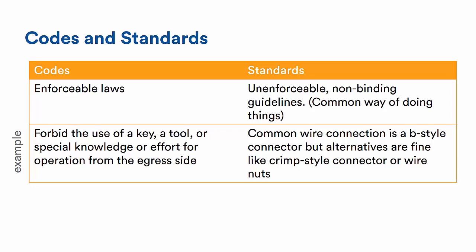An example of a code is that it's forbidden to require a key, a tool, or special knowledge or effort for operation from the egress side. So while locking outside doors to prevent people from entering a building is obviously permissible, inhibiting free egress is not. And an example of a standard is that a B-style connector is commonly used to connect two wires, but alternatives are fine, like crimp-style connectors or wire nuts. They're not dictations, they're merely recommendations.